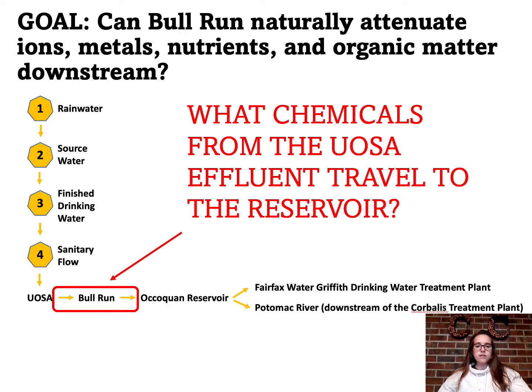Currently, salt ions are not intentionally removed during the wastewater treatment plant process and could be contributing to freshwater salinization in Bull Run as well as the Occoquan Reservoir. Overall, I want to know if Bull Run can naturally attenuate the ions, metals, and nutrients that are added from UOSA's effluent as it moves longitudinally downstream.